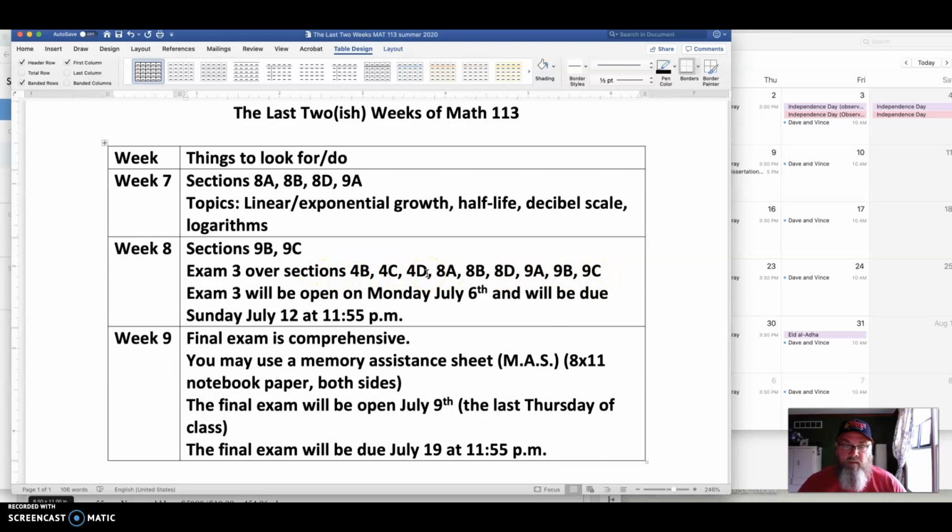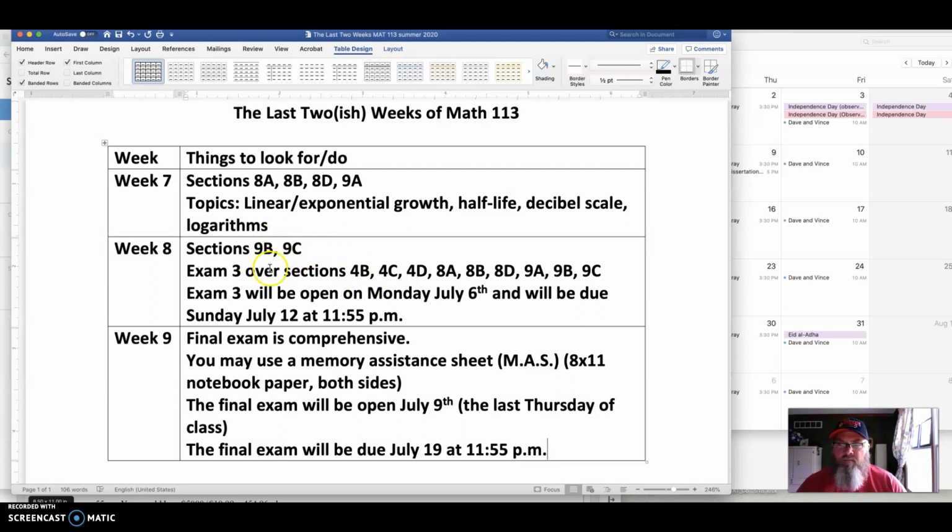Now, this isn't the final. This is just the 3rd exam. The thing that's going to be different with this exam as opposed to the last 2 exams is this exam will be open on Monday of week 8 instead of waiting until Wednesday of the week. I'm going to open those on Monday. So that exam will be open Monday, so you'll have all of Monday to do it.